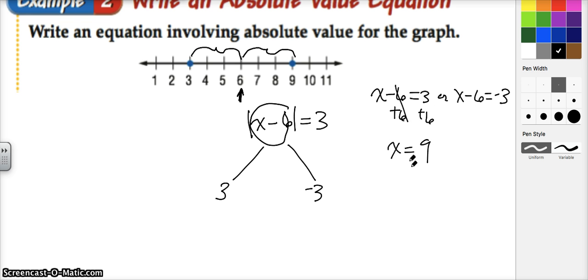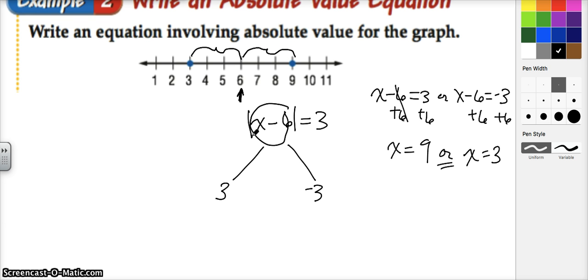X is equal to 9. And I'm going to do the same thing over here, adding 6 to both sides. X is equal to 6 plus a negative 3, which is a positive 3. So I get the two answers, and you see the representation here.